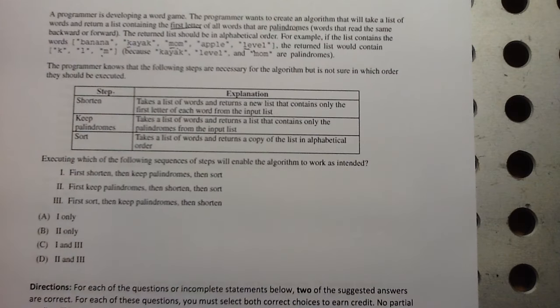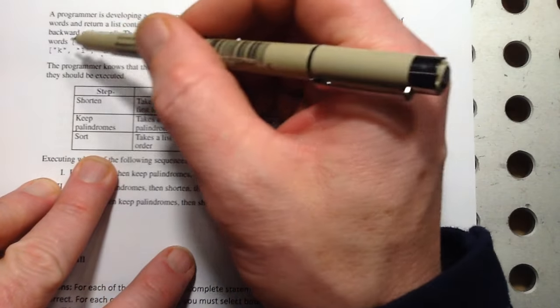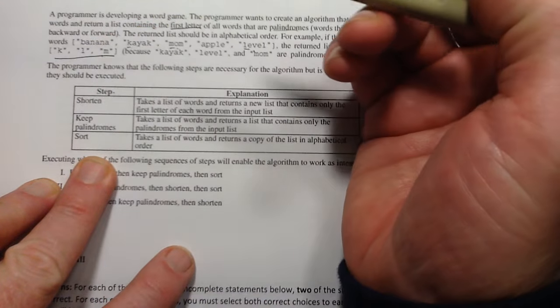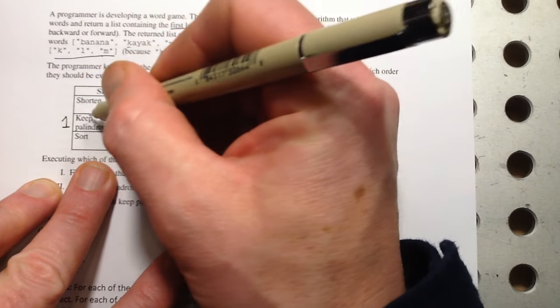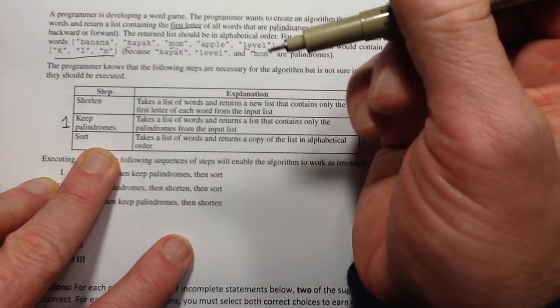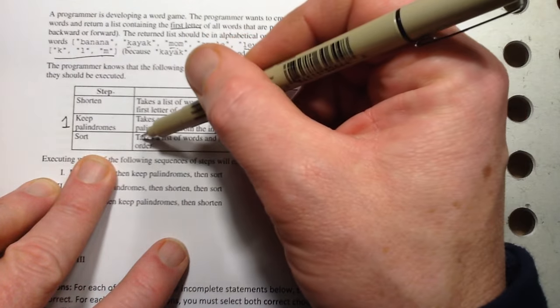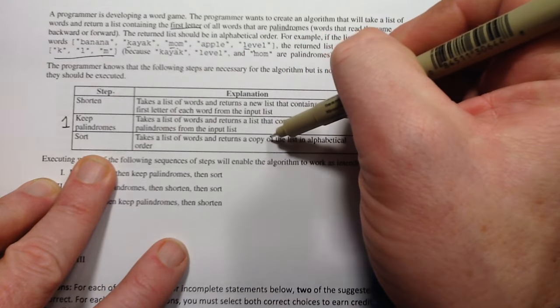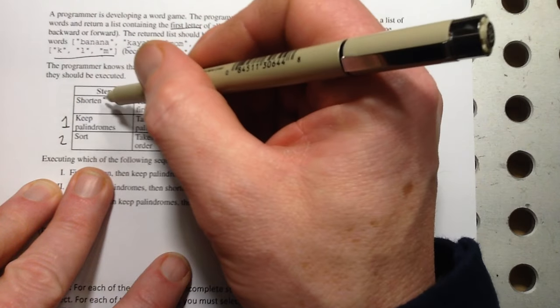Okay, so what do we want to do? If we want to make this list, the first thing we need to do is get rid of the things that are not palindromes. So this is the first thing we need to do. Keep the palindromes. And then we're going to sort them, take a list of words, and return a copy of the list in alphabetical order. And then we can shorten them.